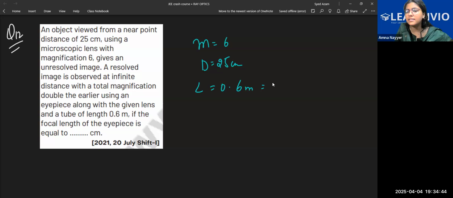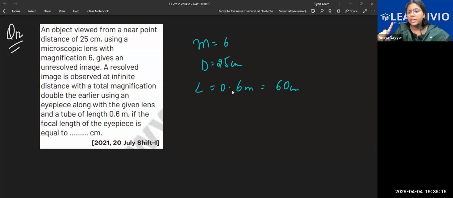You can write this as 60 centimeters also, because the rest of the things that will be given to you are in centimeters, right? Focal length is also in centimeters. So what all things we have? We have the magnification, that is 6. Object is viewed from the near point of 25 centimeter distance. This is also present. And the length of the tube is given as 60 centimeter, that is 0.6 meters. We can take this as 60 centimeters. So it's a question, okay.